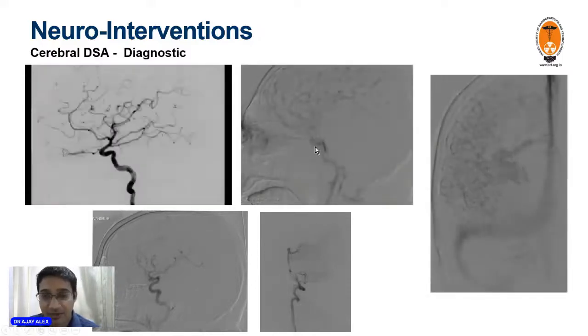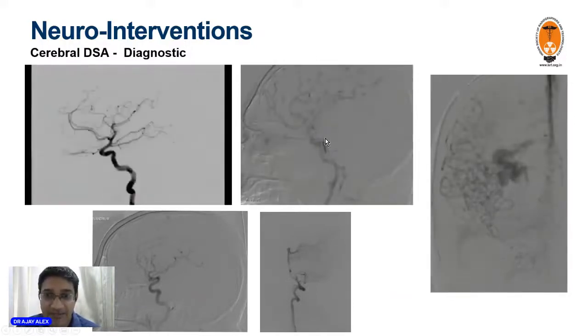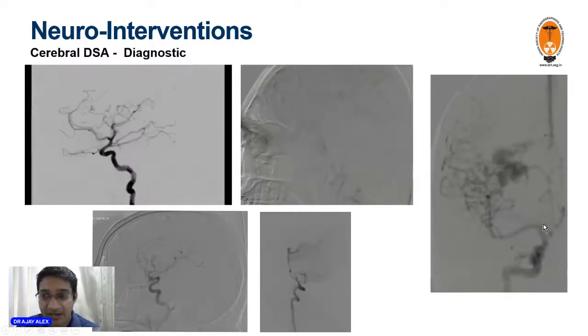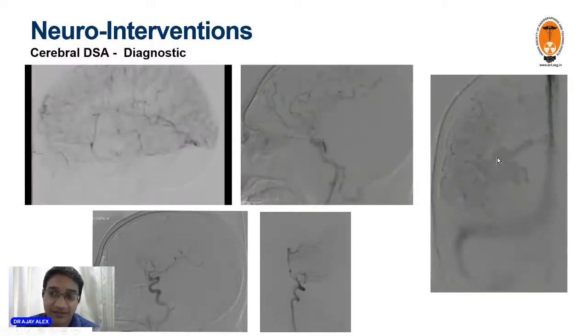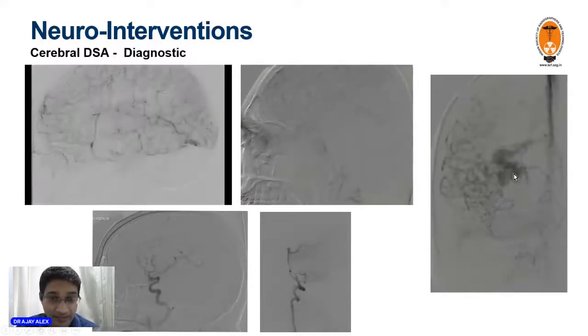You can detect vascular abnormalities like a carotid cavernous fistula, as in this case where there is extravasation of contrast into the cavernous sinus. You can delineate well the feeding arteries as well as the draining veins, as in this case of a right-sided cerebral AVM.